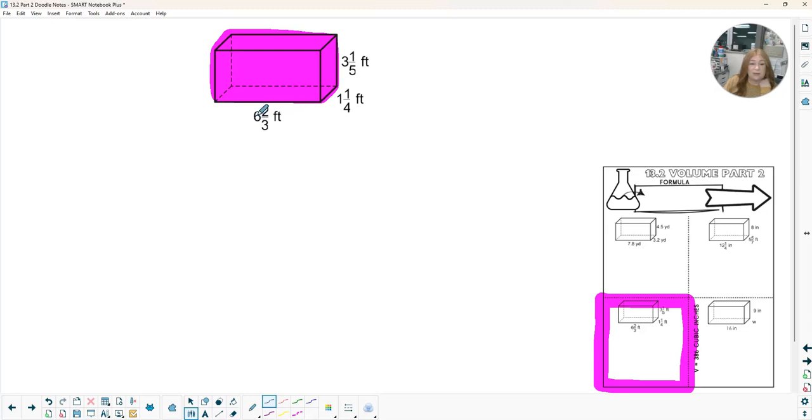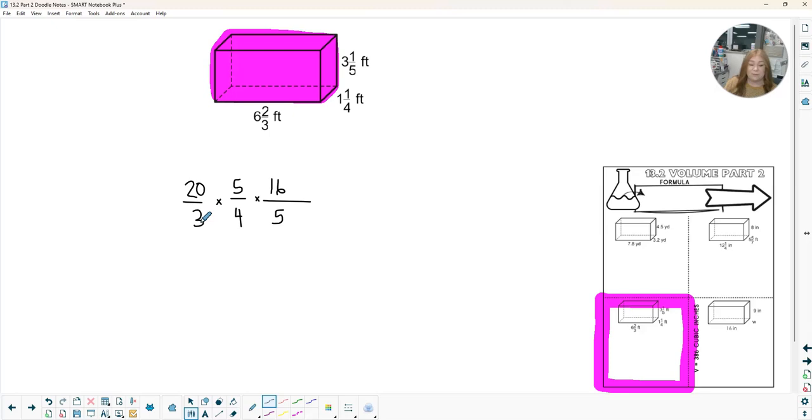So 6 2/3 is our length. 6 times 3 is 18 plus 2 is 20 over 3. We're going to times that by the width, 4 times 1 is 4, plus 1 is 5 over 4. And we're going to times that by the height. So here's our base and the height. 5 times 3 is 15 plus 1 is 16 over 5.